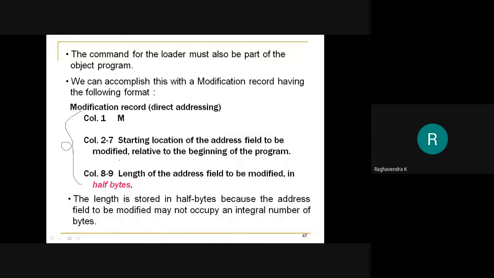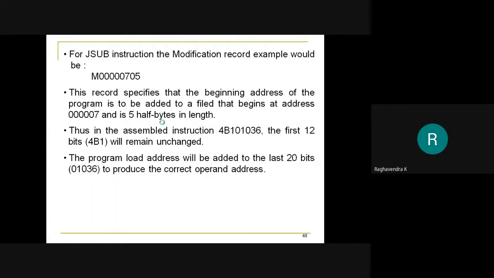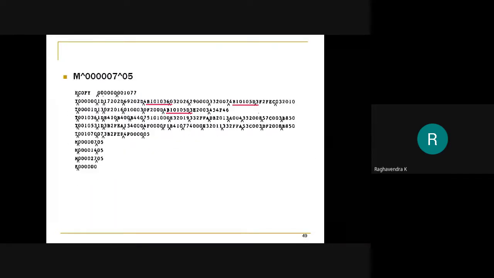the introduction of the modification record. The modification record contains M, the starting address where the modification has to take place, and the length of the address field specified in half bytes. So this is the modification record introduced. Now we have an object program which contains the modification record along with the changes that need to be done. This will help our loader in performing the changes.